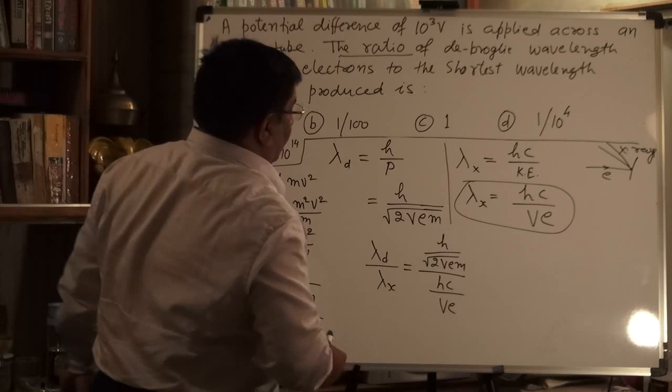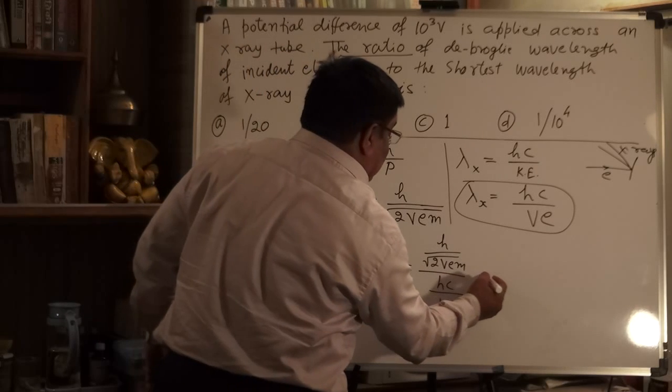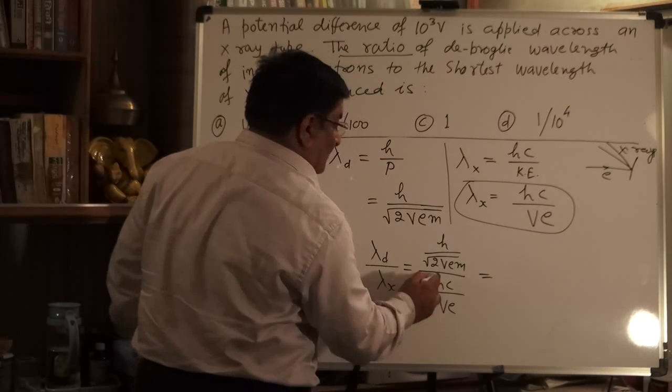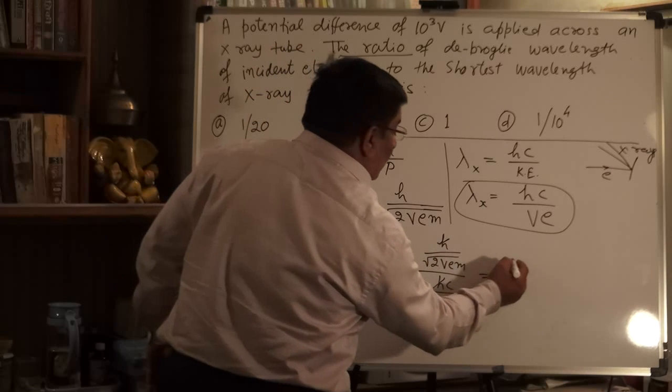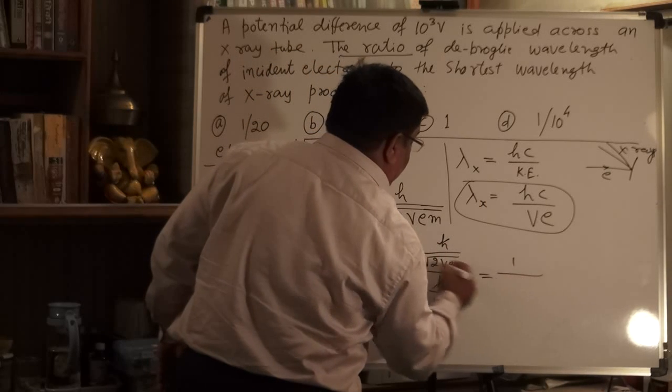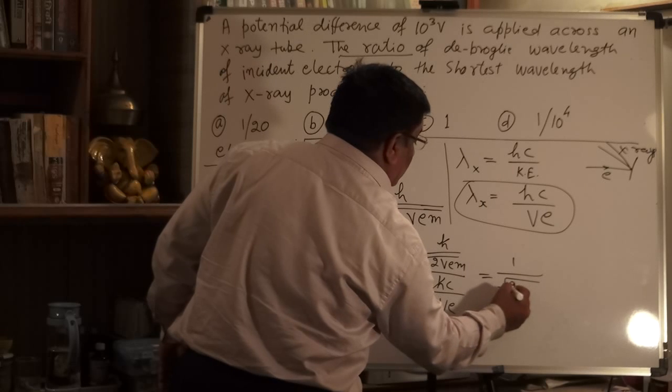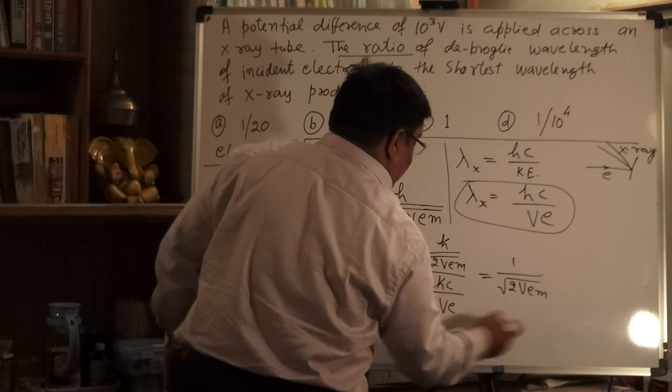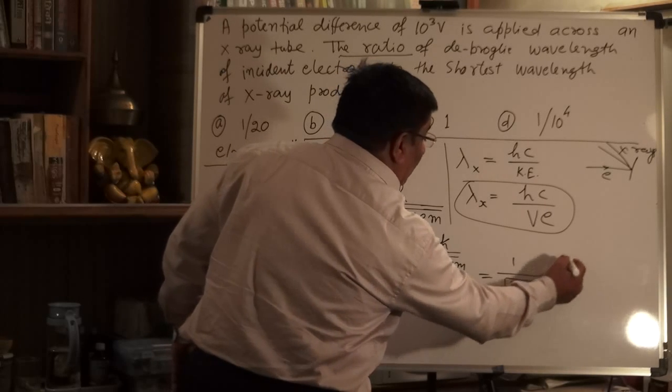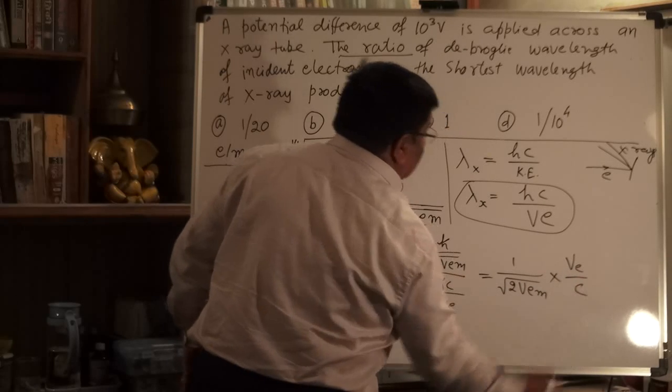This we have done in the chapter of X-rays. Okay, this is equal to, h is cancelled, so we have here 1 upon root 2 V e m, and this will be multiplied by V e upon c.